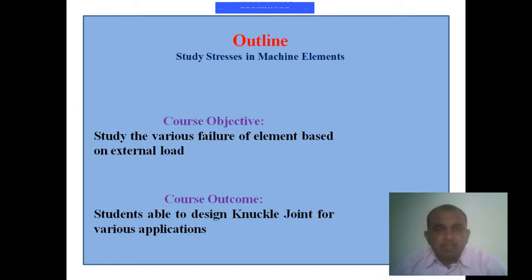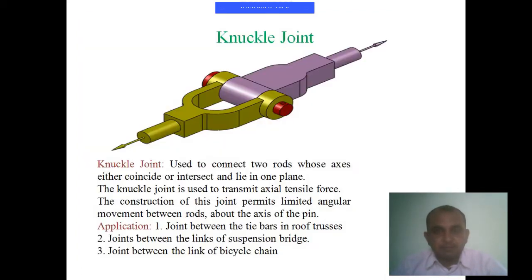In this lecture we will study the different elements present in the knuckle joint and find out the stresses occurring in these elements based on the applied load. The objective of today's lecture is to study the various failures of the elements based on the external loads. After completing the lecture, students will be able to design knuckle joints for various applications.